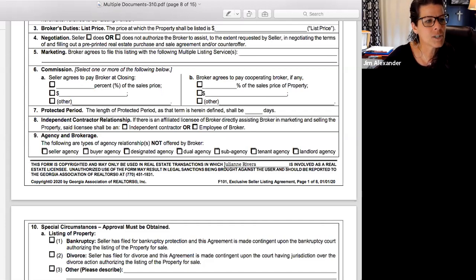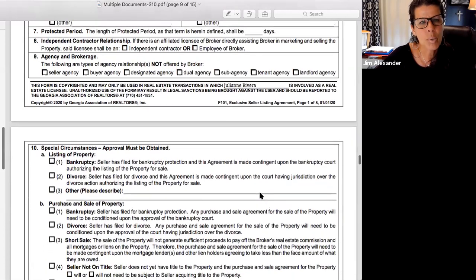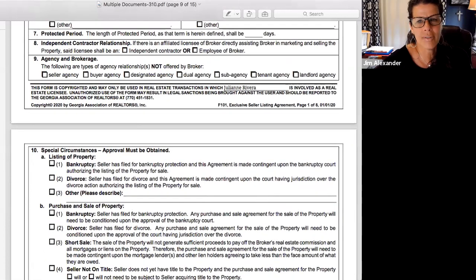Section 7, protection period, just like in your buyer brokerage agreement. You know, I see 30 days, I see 90 days, I see 180 days. And we will talk about protection period because there's one caveat to the protection period in your listing agreement that's not in your brokerage agreement. That buyer brokerage agreement we'll talk about in just a minute. 8's the same. Number 9, same thing, sub-agency.